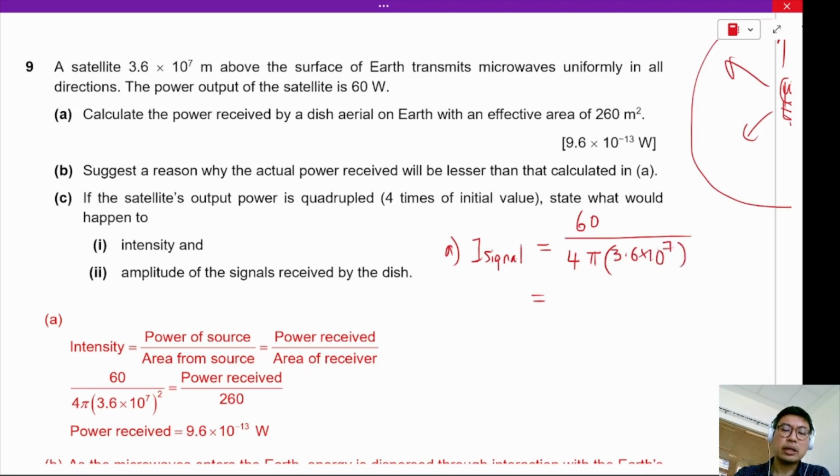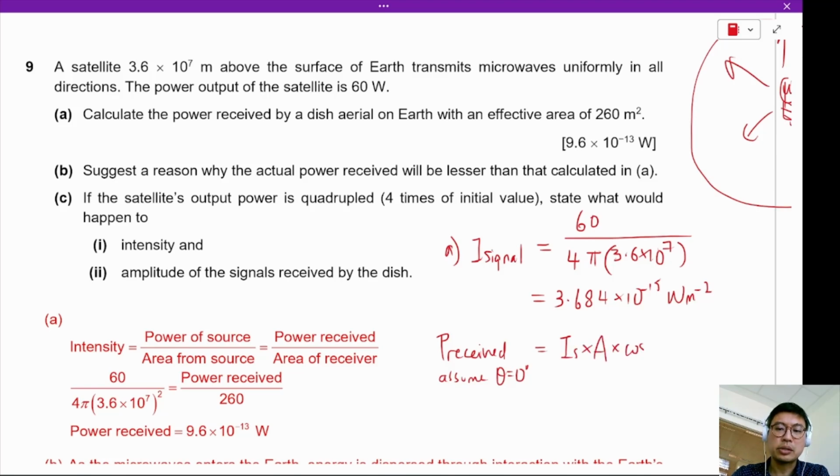So the intensity of this signal will be 3.684 times 10 to the power of minus 15 watts per square meter. Then the power received, which we assume is perpendicular, so theta equals 0 degrees, will be the intensity I_S multiplied by area multiplied by cosine 0. That will give us the maximum power.